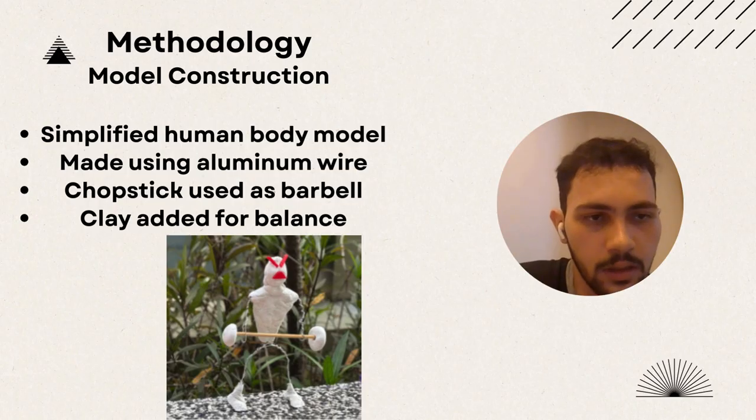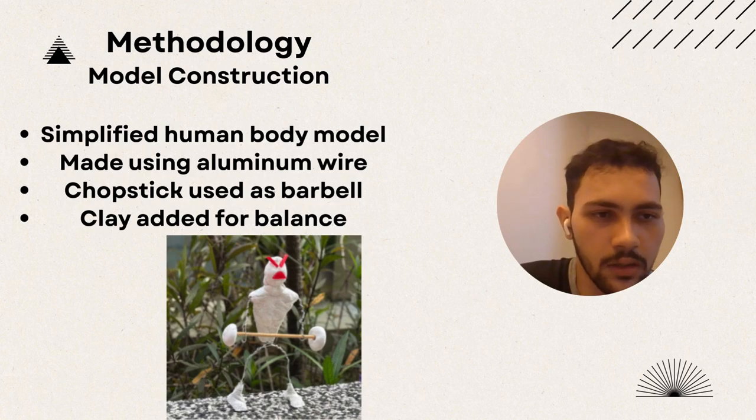The body segments such as the legs, torso, and arms were represented using aluminum wire. Aluminum wire was chosen because it is lightweight, easy to bend, and strong enough to hold loads without immediately falling. Each limb was constructed using a double strand wire, which improves structural stability and allows forces to transfer smoothly through the model. A chopstick was used to represent the barbell.